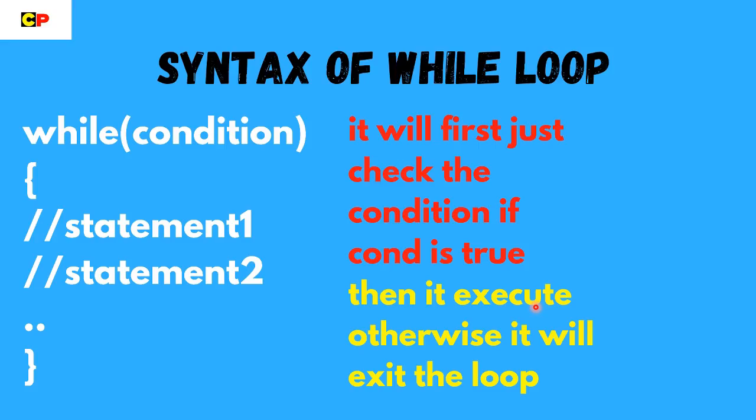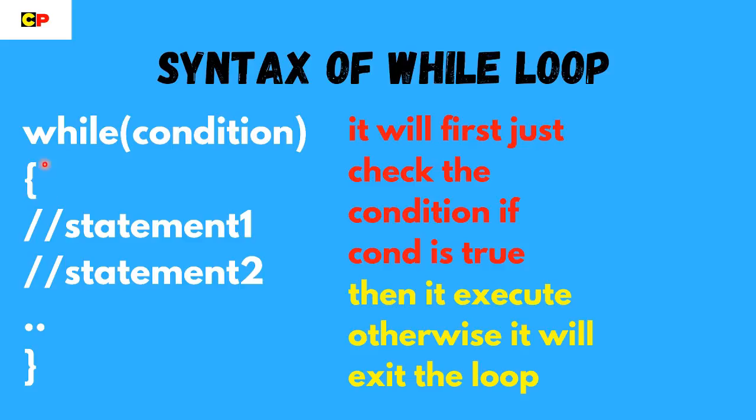So let's see the syntax of the while loop. The syntax is quite simple. You just need to write while and the condition, and inside the curly braces you can write as many statements as you want. There is no limit on the statements. So how does it execute? The compiler will come here, go through this line and come to the condition. It will check the condition. If it finds that the condition is true, then all the statements inside the curly braces will be executed.